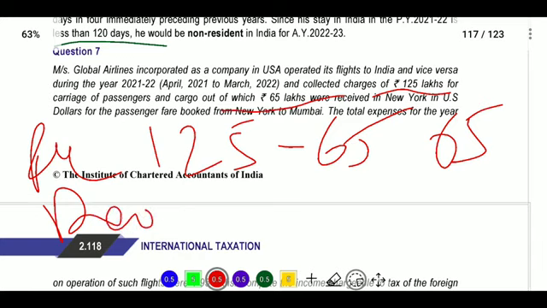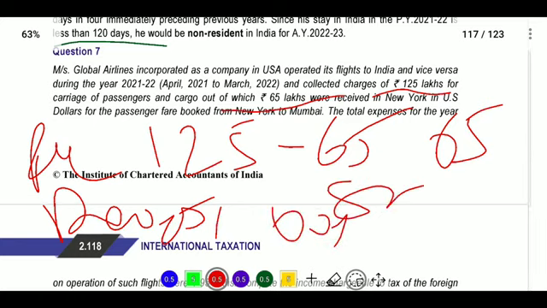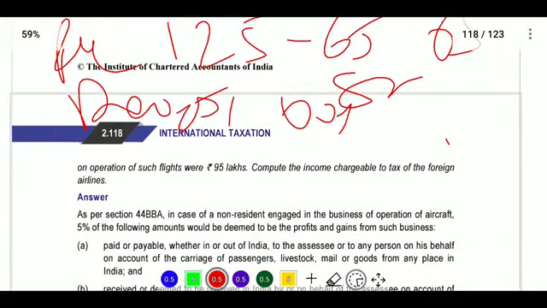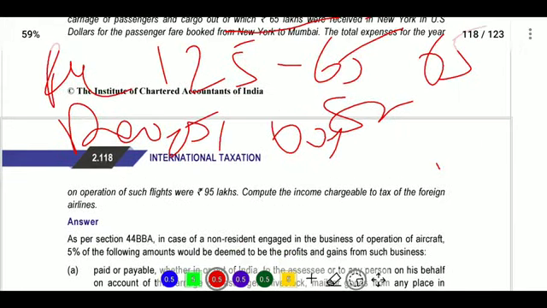Next, from here we will get one amount, that is we will see the deemed income we can pay at the rate of 5%. That is for whatever the amount we will get. 125 minus 65 means 60, into the percentage, 5% I think, it will be taxable. Next, on operations of such flight was 950 lakhs.